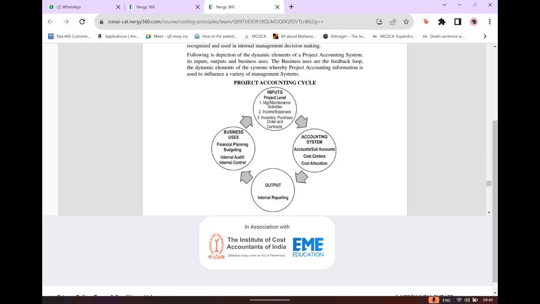So what are the business uses? It will be helpful in financial planning, in budgeting, in internal audit, and also in internal control. The MIS will help you make decisions, and you can utilize the internal reporting by doing an analysis of the cost in the form of financial planning, budgeting, internal audit, and internal controls.